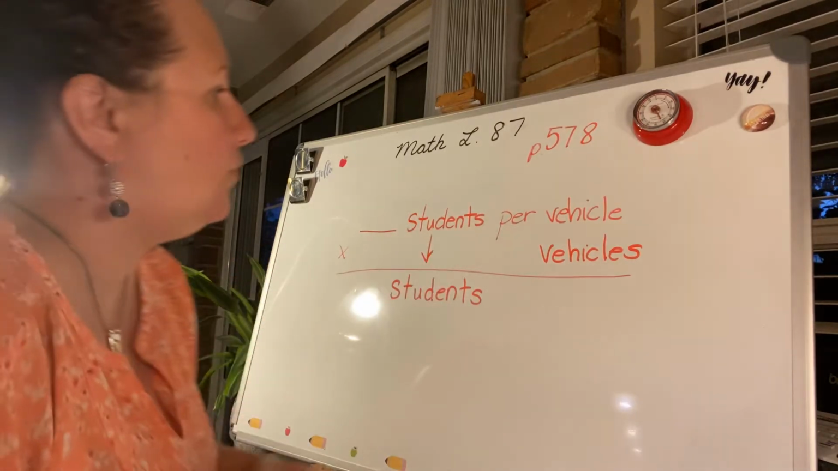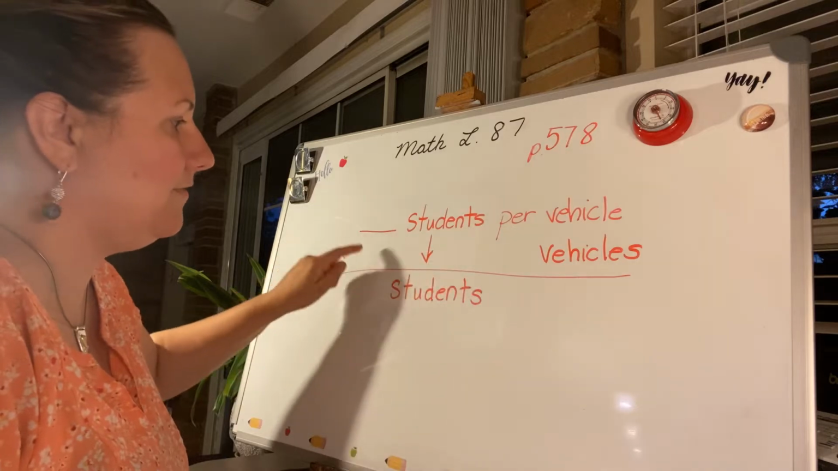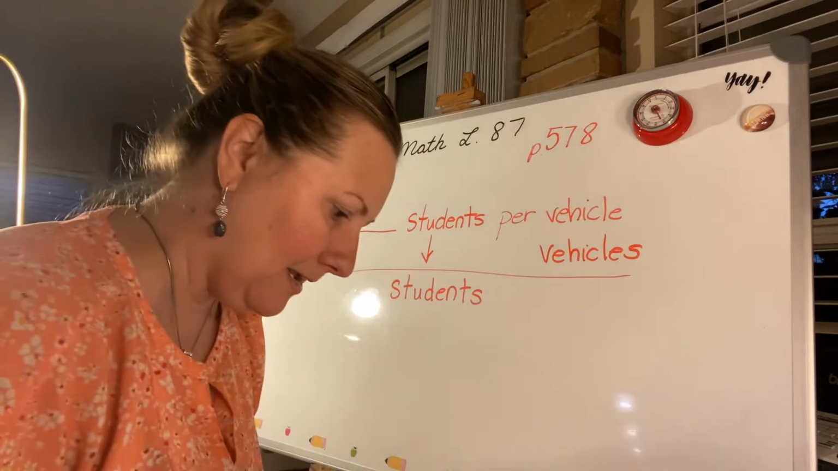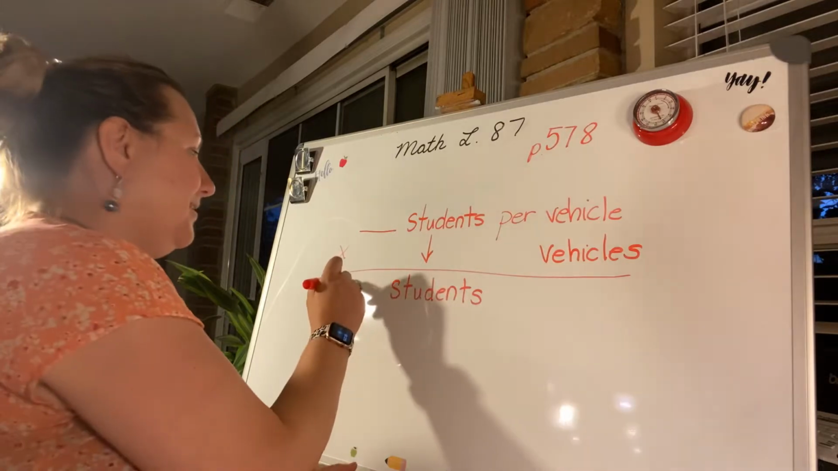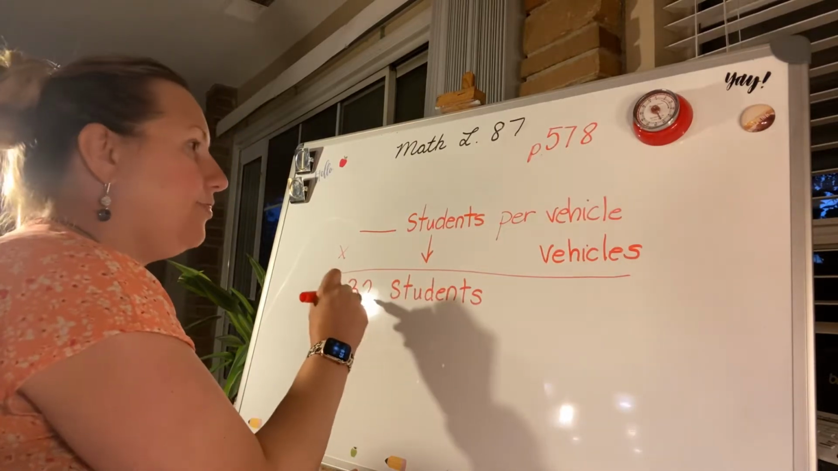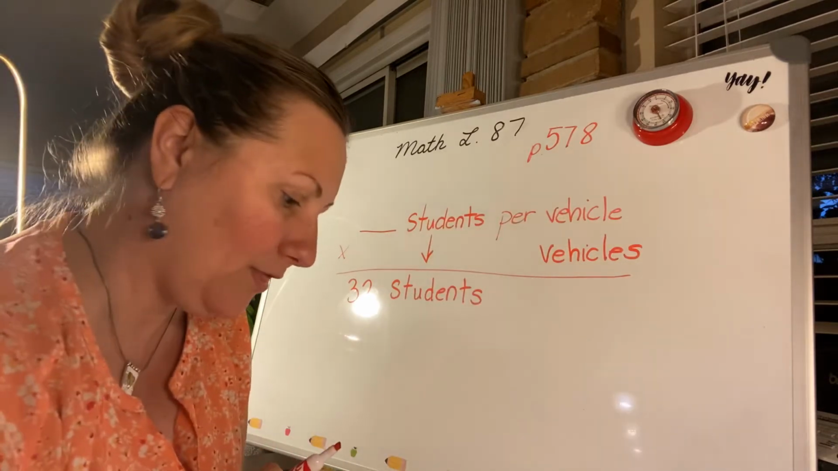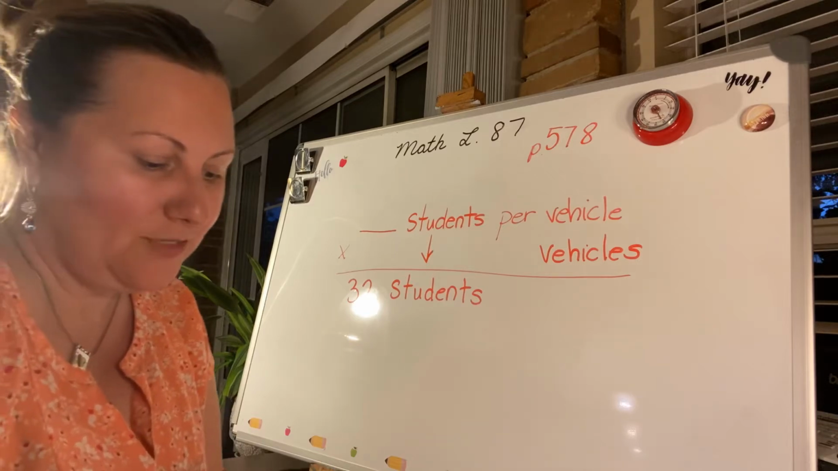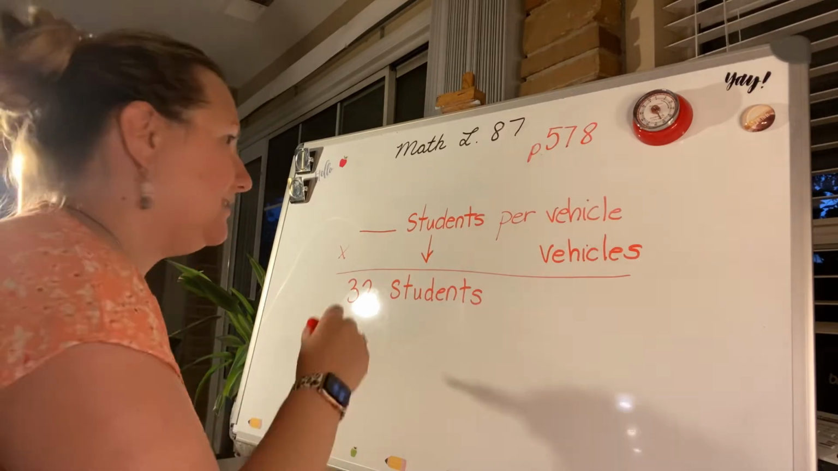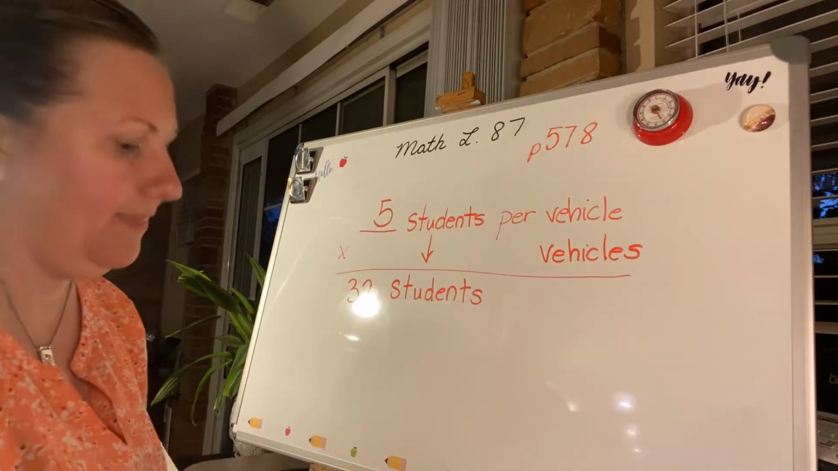So now let's fill in what we know. Do we know how many students per vehicle, the number of vehicles, or the number of students? In this problem, we're told there are 32 students going on a field trip. Not 32 students per car, but 32 total students. So we'll put the 32 right there. Then we find out each car can carry 5 students. So that means that we're going to put that 5 right there.